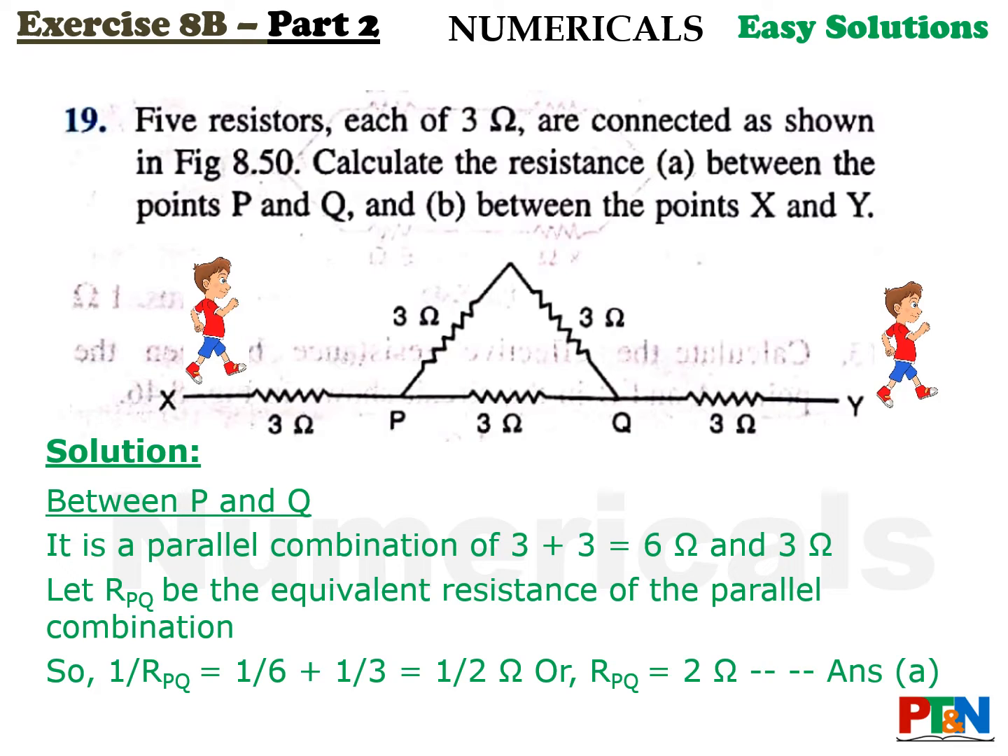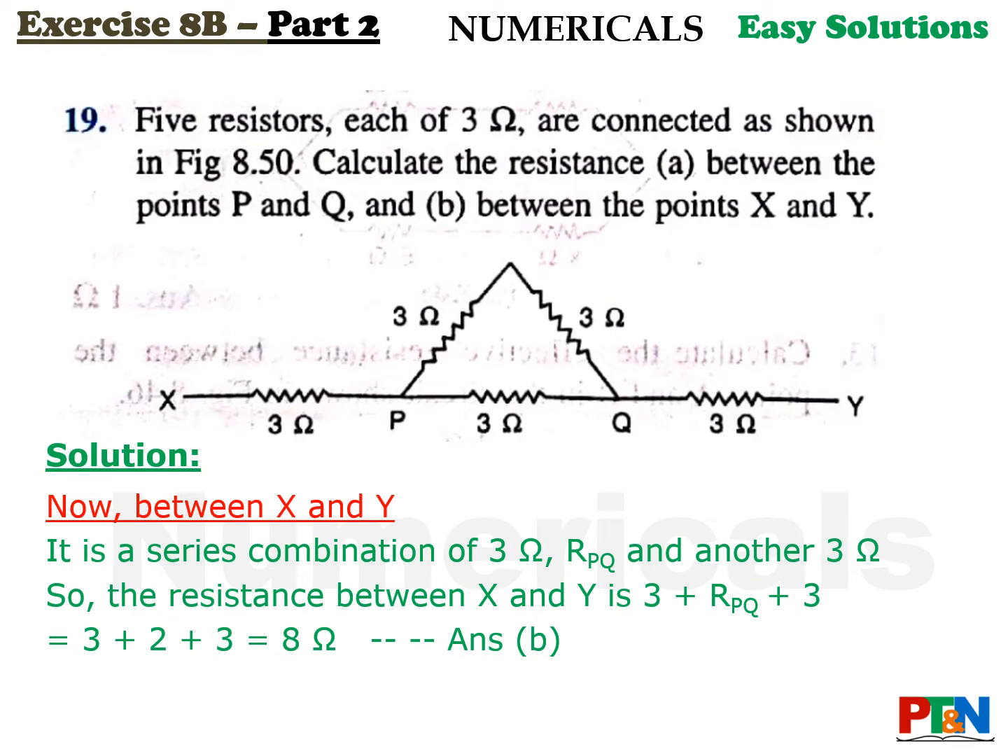You can keep in mind some standard calculations, like if it is 6 ohm and 3 ohm, it will be 2 ohm. If it is 12 ohm and 6 ohm, it will be 4 ohm, like that. If it is 6 ohm and 4 ohm, it will be 2.4 ohm, like that. These are standard kinds of calculations. You can try to keep them in mind. That will make you faster in solving MCQs and all. Anyway, now between P and Q, the equivalent resistance is 2 ohm. Now the next one, between X and Y. So between X and Y, it is that RPQ plus there are two 3 ohm resistors in series. So it becomes 3 plus 3 plus 2, that is 8 ohm.